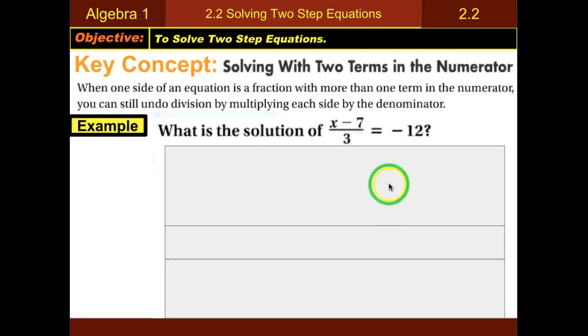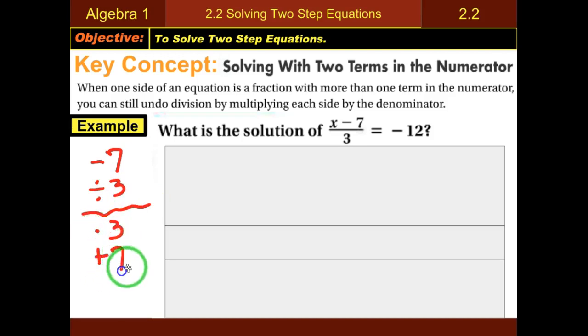So the other key concept that we're looking at, because it's a little bit different, but it works the same, is if there's more than one term in the numerator. Like here, instead of just being x over 3, it's x minus 7 over 3. So we could use the method we just talked about. If I plugged an x in here, first thing I'd do is subtract 7 and then divide by 3. So I want to multiply by 3 and add 7.